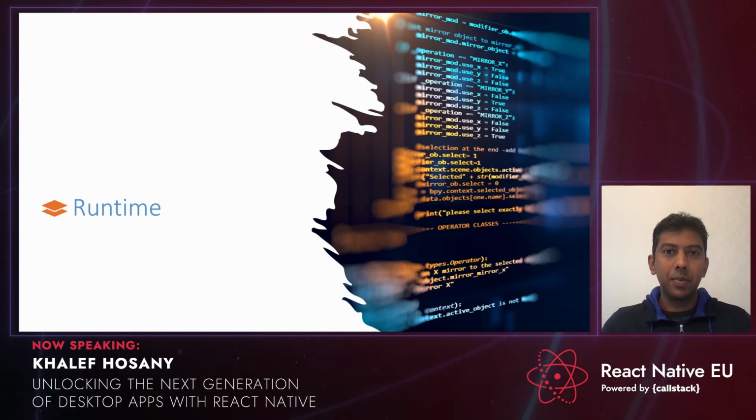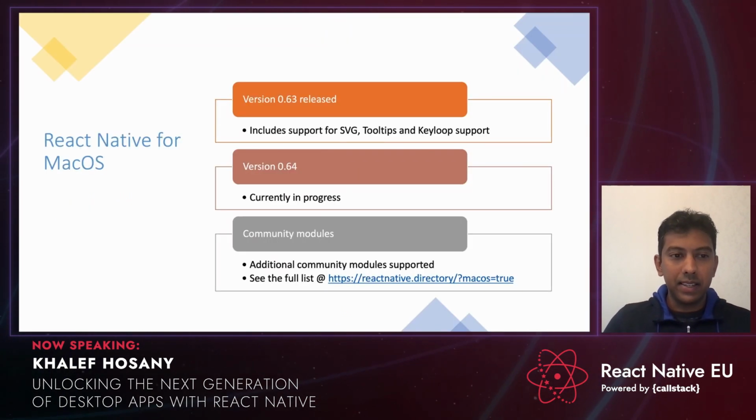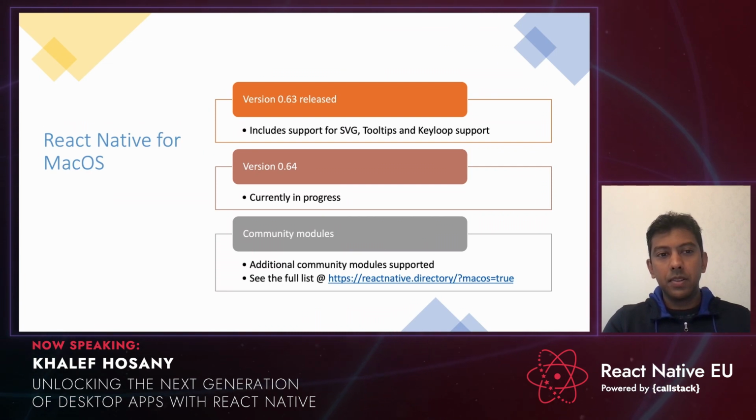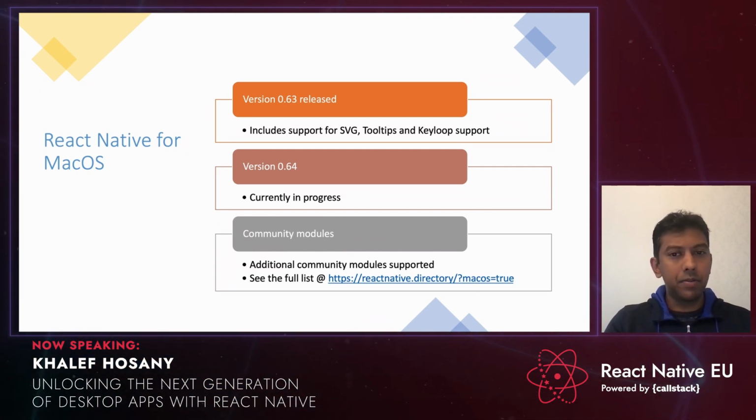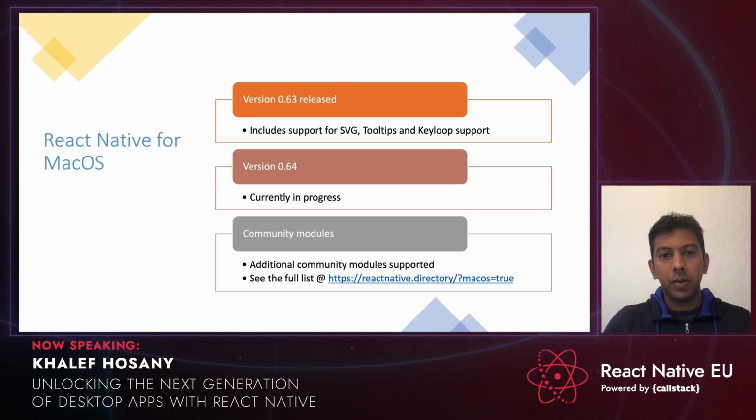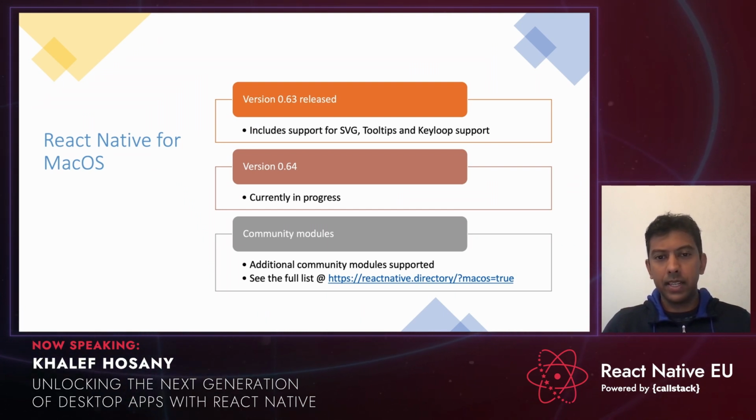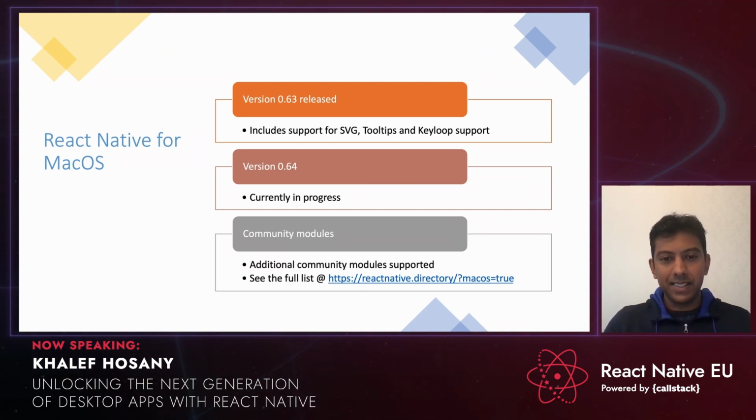So let's jump in and talk about the runtime first, starting with React Native for macOS. The major highlight that we have for macOS is that we recently released version 0.63 of the platform. There are several improvements in it, including support for SVG, tooltip and keyloop. We are currently working on version 0.64 and expect this to be ready in the next few months. And there's also been a lot of really nice additions to community modules for macOS. So if you're interested, head over to reactnative.directory and then filter on macOS, and you will see all of the modules that are now currently supported.